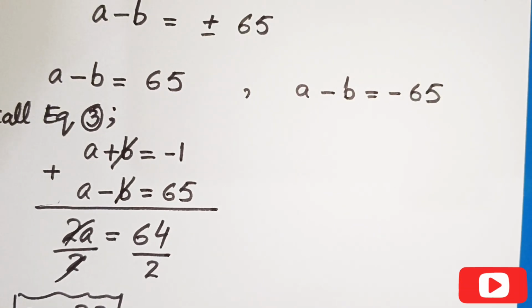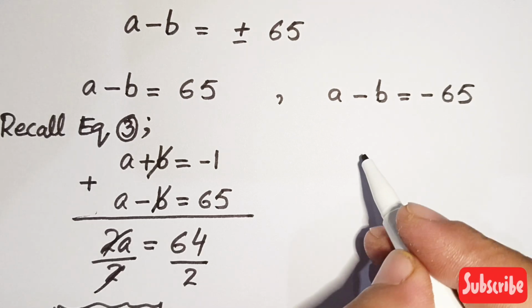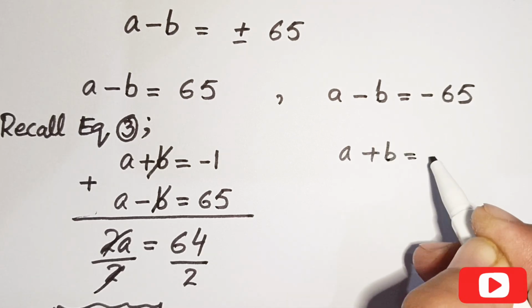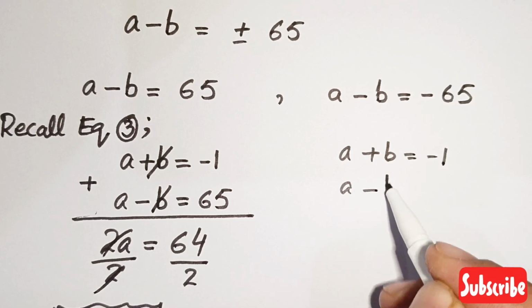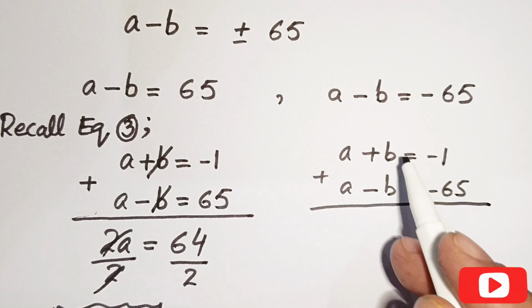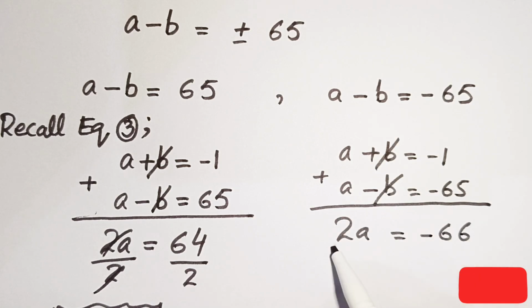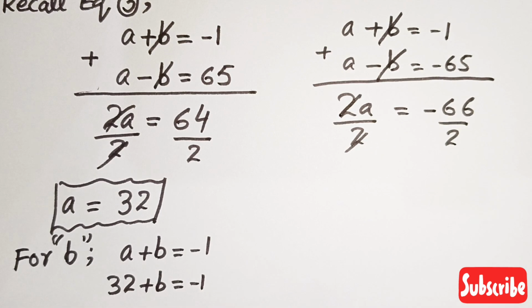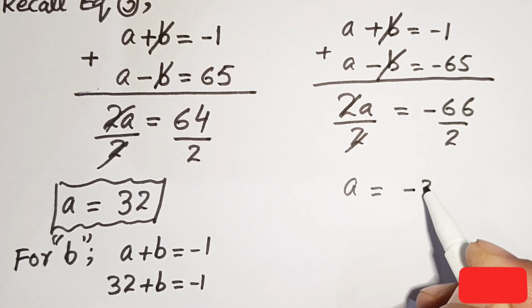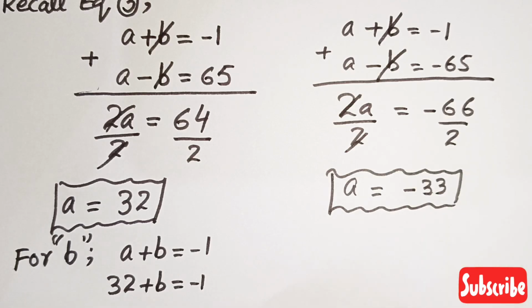Now from the second equation we have to solve for a and b. Here we have a minus b is equal to minus 65, again recalling equation 3. So we have a plus b is equal to minus 1, then a minus b is equal to minus 65. Adding these two equations, plus minus cancelled, 2a is equal to minus 66, dividing by 2 on both sides. So we have the value of a is equal to minus 33.